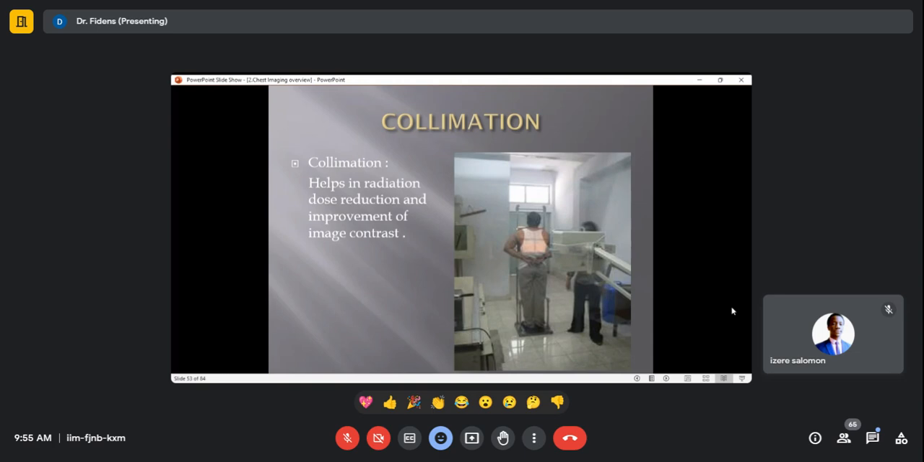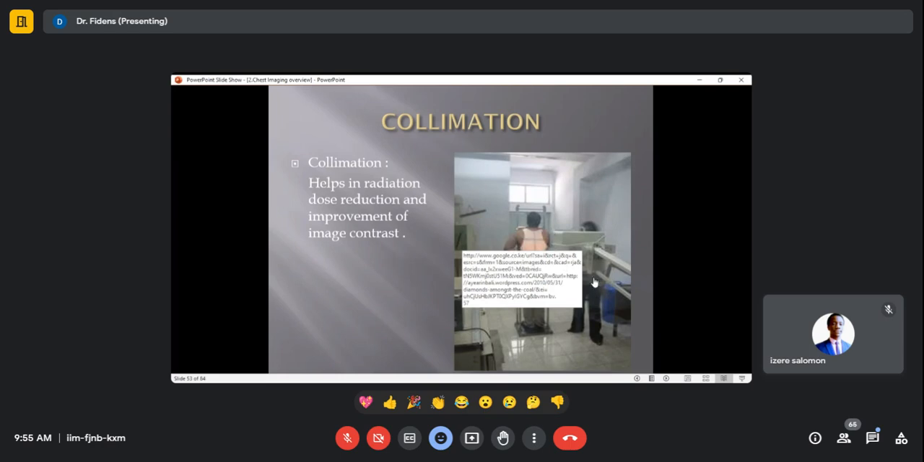Like this collimation or centering, can you see that there is a light on the patient? Can you see it? Hello? Yeah, we can see. Can you see my cursor? We can see it, yeah.